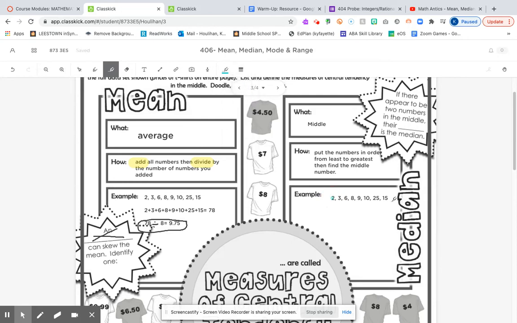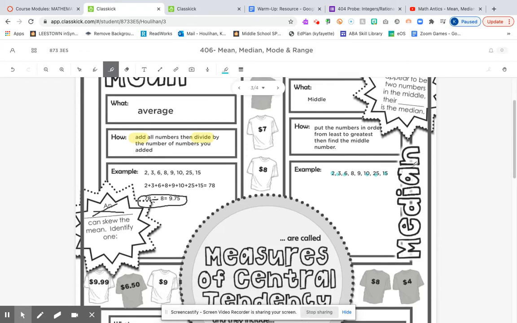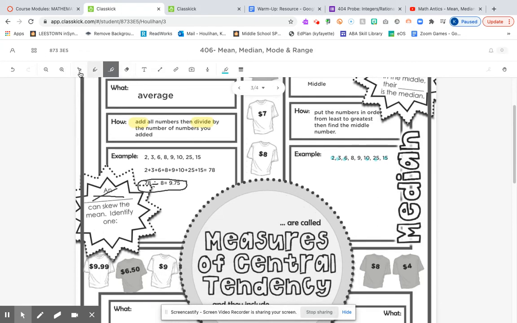So we have 2 over here, a 15, and I'm going to find the middle number. To find the middle number, I'm just going to mark mine off by putting a dot. Okay, so I have 3 on this side, 3 on this side. Well, I have 2 numbers in the middle right now. So I'm going to have to do what he said and find the mean to help me.